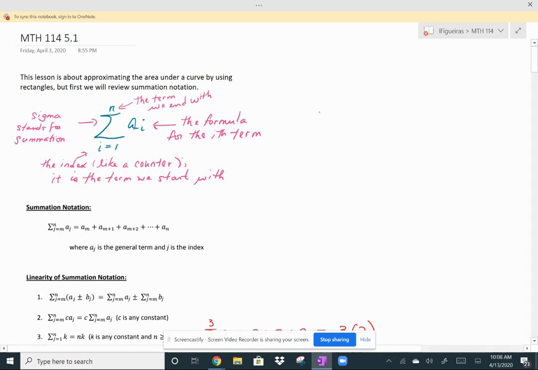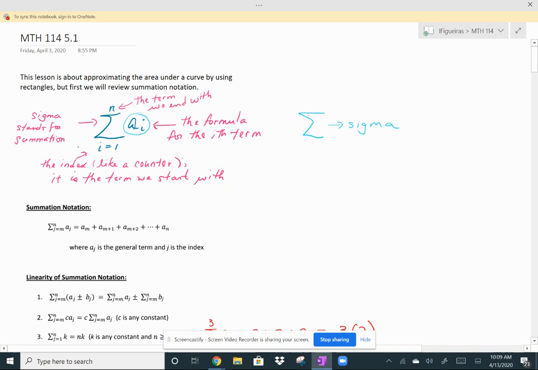So summation notation uses this symbol that you see here on the left that I've rewritten here. This is the Greek letter sigma, and it means that you're going to add up all of the terms defined by a particular formula. And that formula is whatever this term here is. So a sub i is considered to be the formula for the ith term. Now, what does that mean, the ith term? Well, that depends on where you're at in terms of your counter.